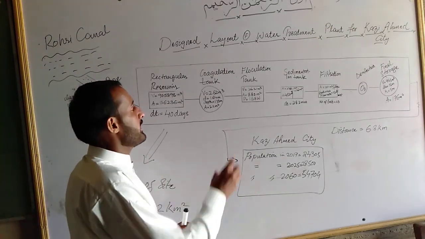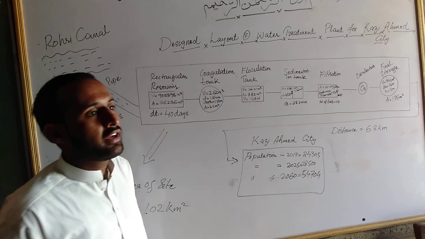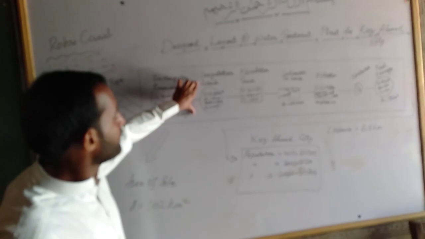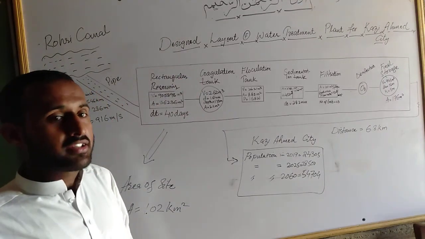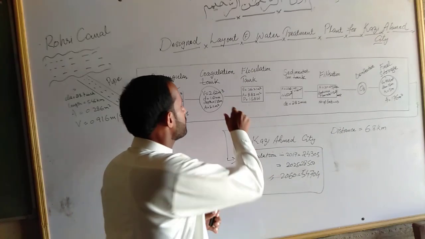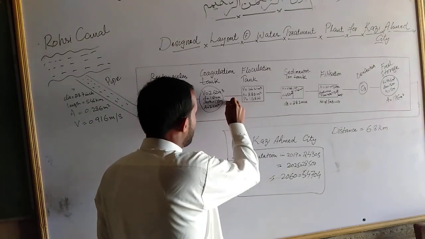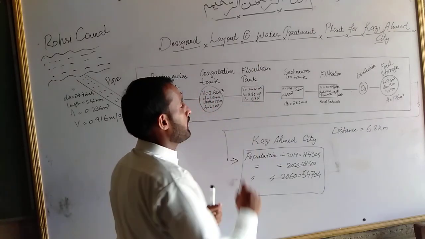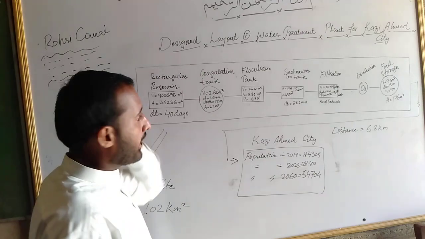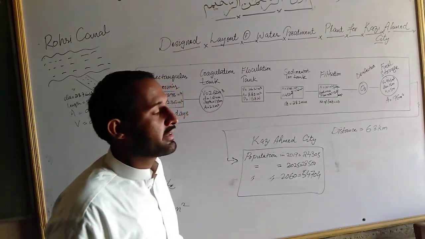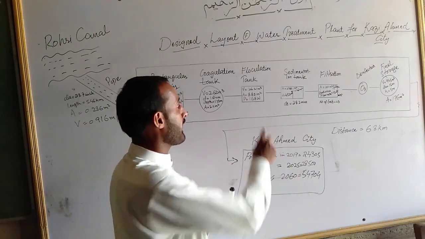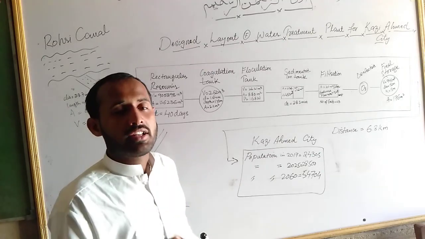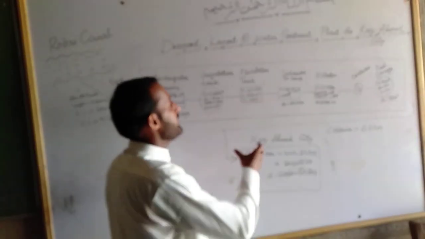Alum will be put in the coagulation tank, and there will be rapid mixing of the coagulant with the water, and it will make some flocs. Then the water from this coagulation tank comes into the flocculation tank, where again one chemical is added and mixing takes place, so that those micro flocs can get bigger in size and settle down easily.